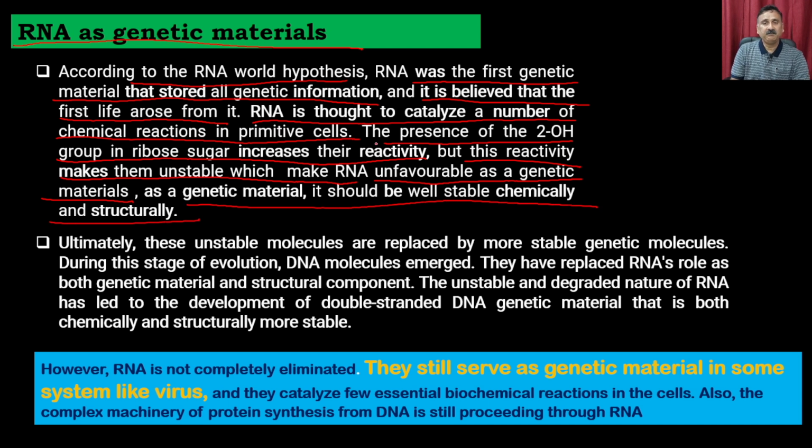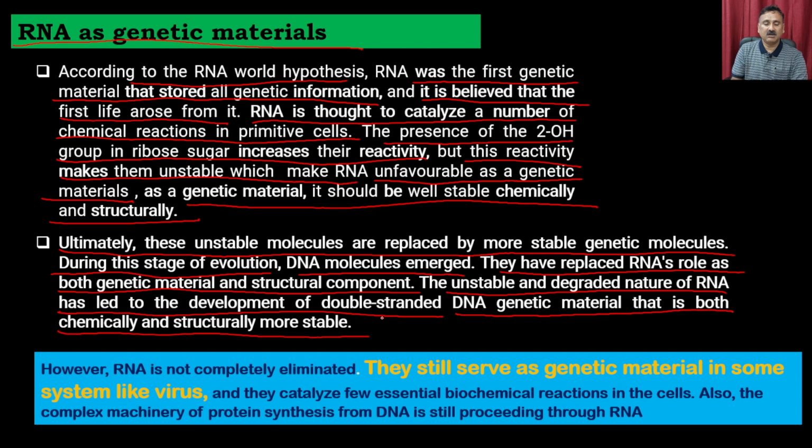So that was one of the drawbacks of RNA as a genetic material, that it contains the 2' hydroxyl group, and because of that it has more reactivity compared to DNA. So ultimately these unstable molecules were replaced by more stable genetic molecules. During this stage of evolution, the DNA molecule emerged. They replaced RNA's role as both genetic material and structural component. The unstable and degradable nature of RNA led to the development of double stranded DNA genetic material that is both chemically and structurally more stable.